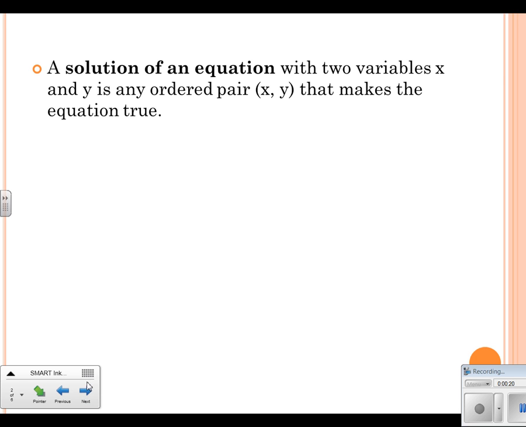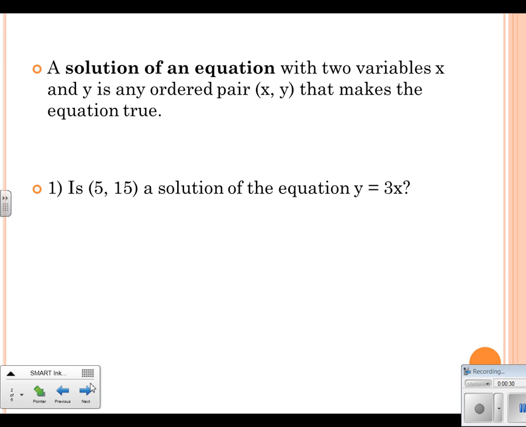A solution of an equation with two variables, x and y, is any ordered pair, x, y, that makes the equation true. Is the ordered pair 5, 15 a solution of the equation y equals 3x? So we know that the 5 is x and the 15 is y, because that is true for ordered pairs. So x always comes before y, just like in the alphabet.